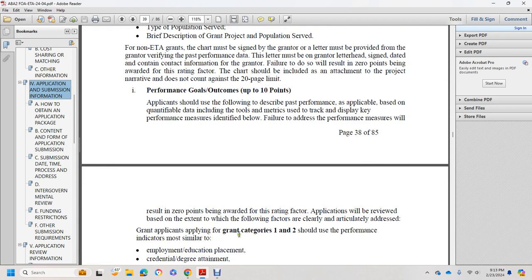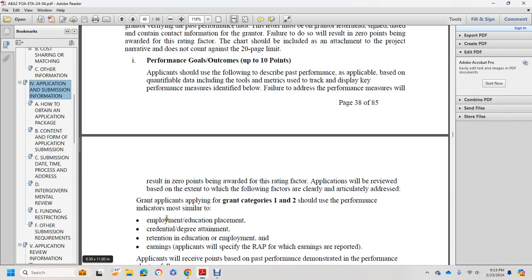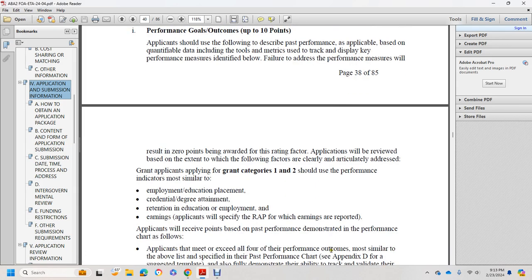Applicants applying for grant categories 1 and 2 will be reviewed on the performance indicators most similar: employment, education, placement, credential, degree attainment, retention in education or employment, and earnings of applicants, specifying the registered apprenticeship to which earnings are reported. Applicants will receive points based on the past performance demonstrated in the performance charts as follows.